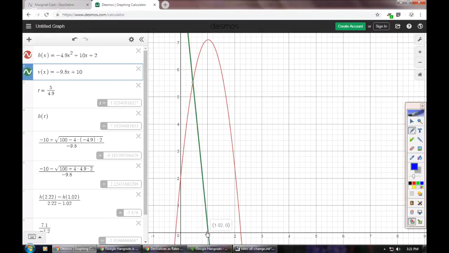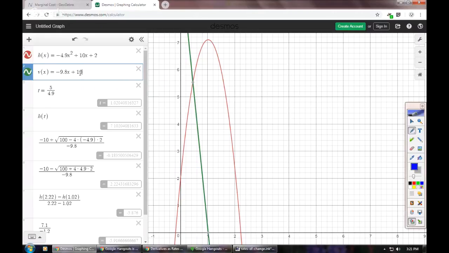And what we should see here is that at the top, I had a positive speed going up and a negative speed coming down. And so between positive and negative must be 0. So the slope should be 0 at the top, which was at 1.02 seconds approximately.